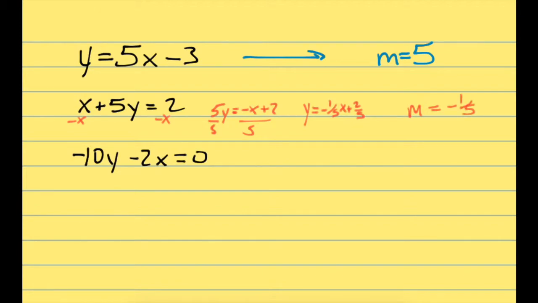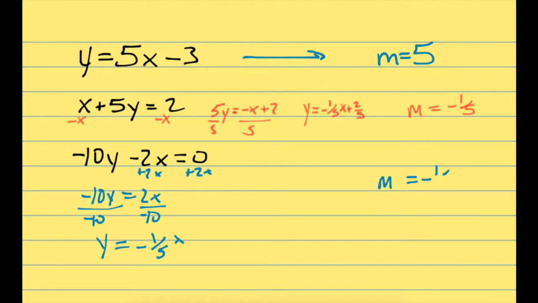For our third equation, we can add 2x to both sides. It gives us -10y equals 2x. We divide by -10. Gives us y equals -1/5 x. So its slope is -1/5.